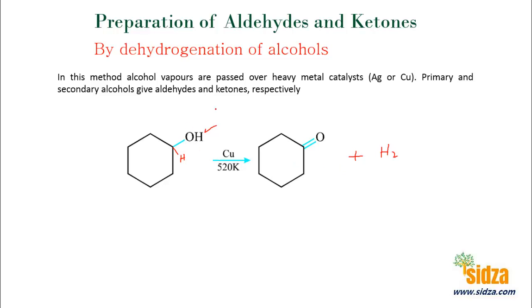Let's take an example. If you have CH3CH2OH and you heat it strongly in presence of copper, then the hydrogen gas will be lost, H from here, 1 H from here, and then you get a carbon oxygen double bond, so you get CH3 C double bond O H plus H2. So by dehydrogenation, you get an aldehyde from a primary alcohol. From secondary alcohols you get ketones.